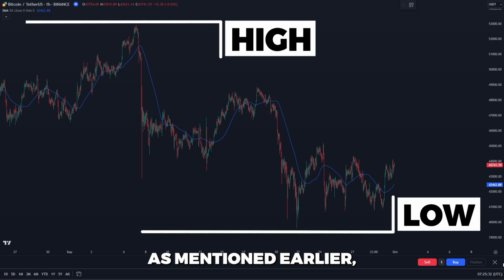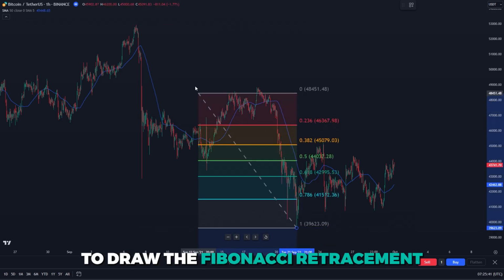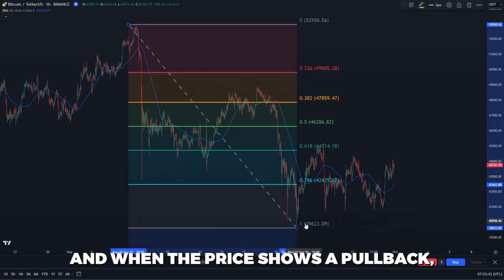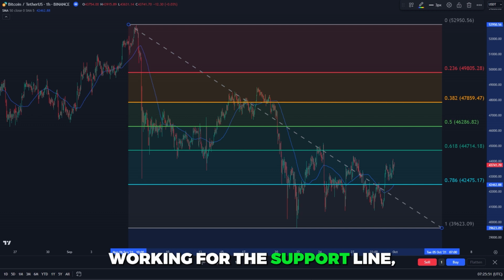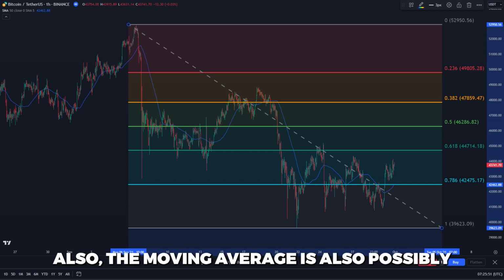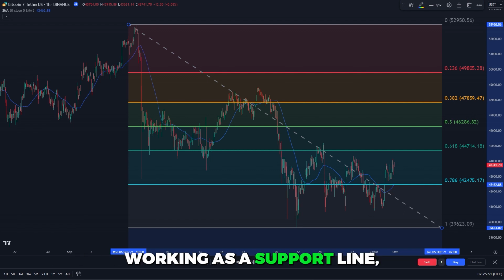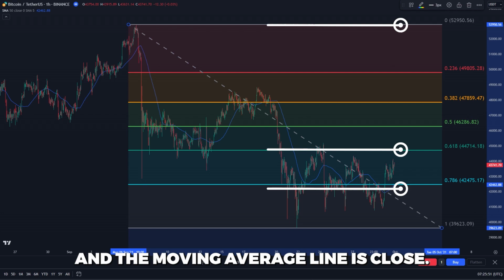As mentioned earlier, find the previous high and low to draw the Fibonacci retracement. And when the price shows a pullback, the Fibonacci levels can be a support line. It is still not clear which line will be the one working as the support line, but we can expect the price to rebound from the line. Also, the moving average is possibly working as a support line. So, spot the price where the levels and the moving average line are close.